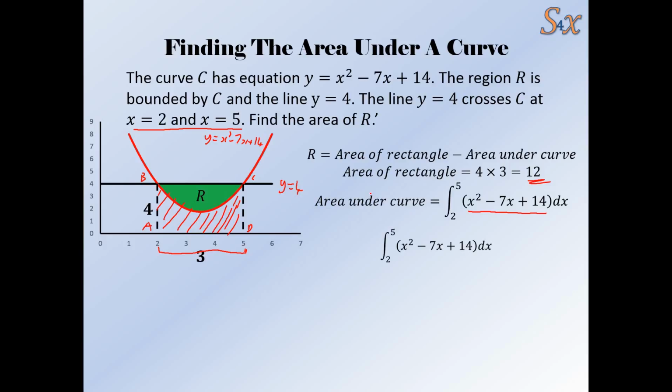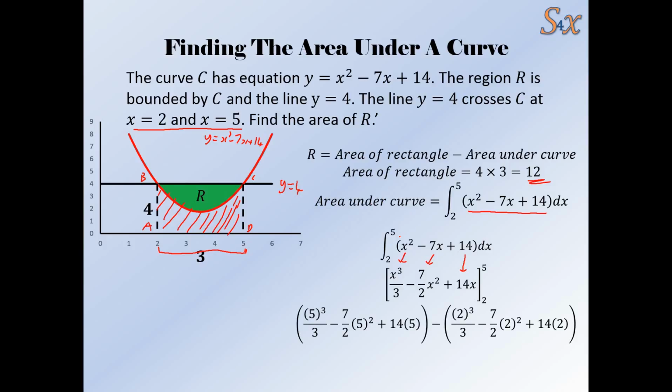So let's figure out this area. We're going to integrate everything first. So x squared becomes x cubed over 3. Minus 7x becomes minus 7 over 2 x squared. When we integrate a constant, we just put x on the end. We're then going to substitute in the upper limit, which is 5, and the lower limit down here is 2. So everywhere I see an x, I substitute in a 5. So x cubed becomes 5 cubed, x squared becomes 5 squared here, and so on.